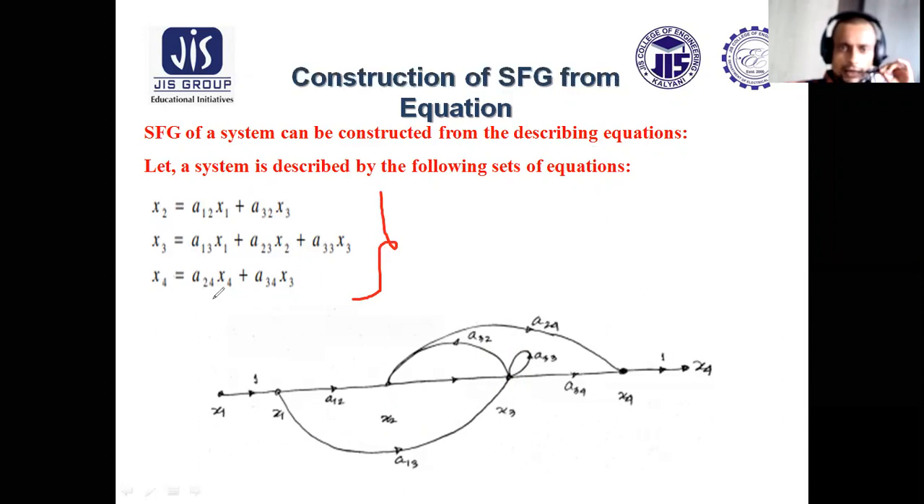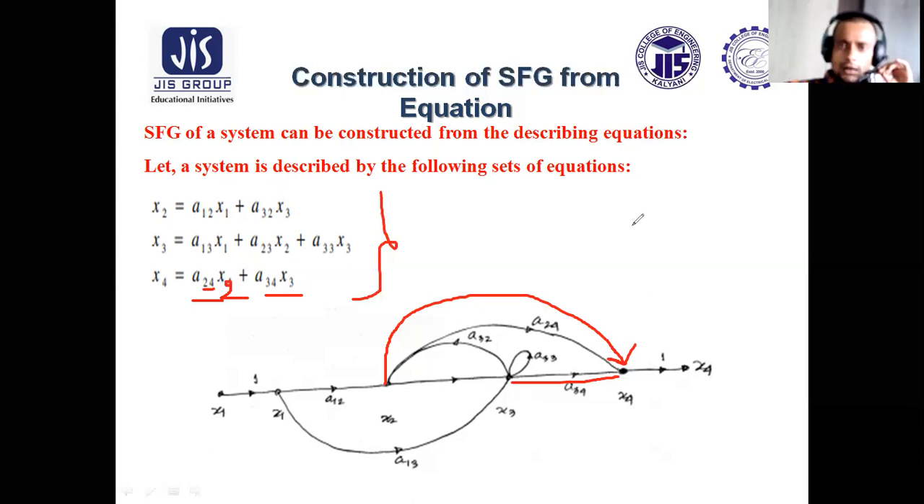x4 equals what? A24 x2 plus A34 x3. This should be x2. This subscript says there should be a relation between 4 and 2. So x2 through A24 will enter at x4, and x3 through A34 will enter at x4.